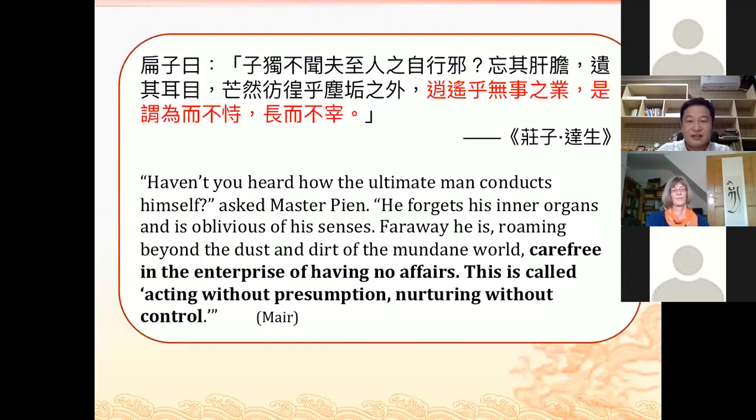There are some other passages. Basically, it means carefree or taking non-action.